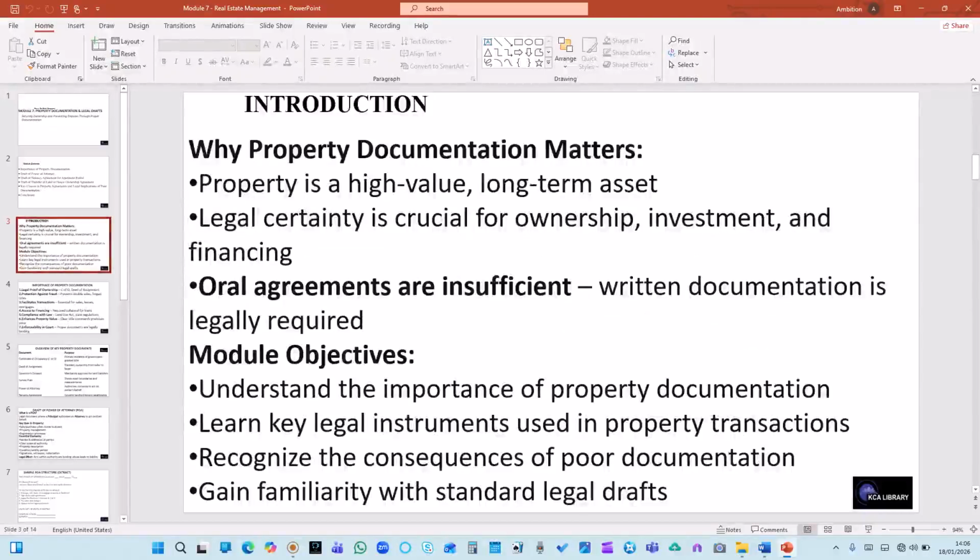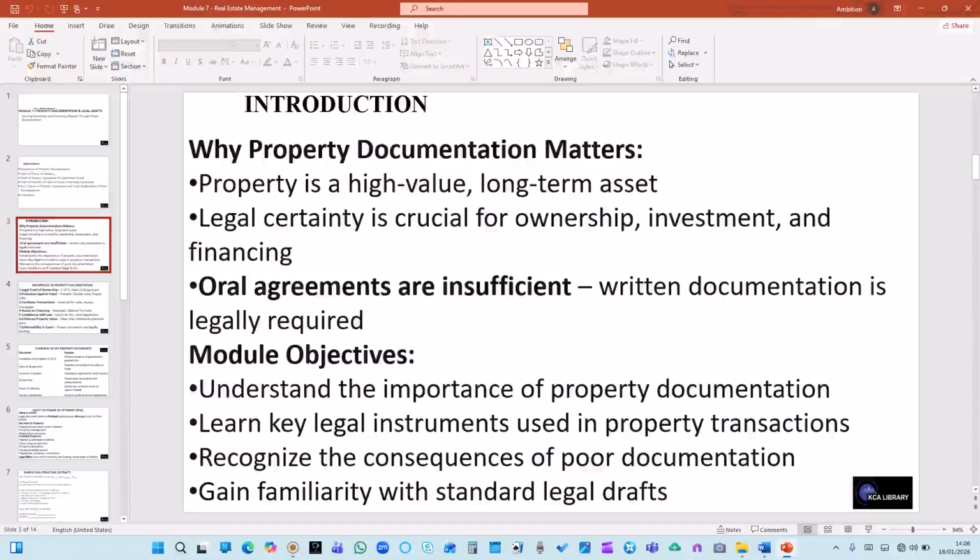Let us begin with the introduction. Why property documentation matters. 1. Property is a high value long-term asset. Legal certainty is crucial for ownership, investment, and financing. Oral agreements are insufficient. That is, written documentation is legally required.